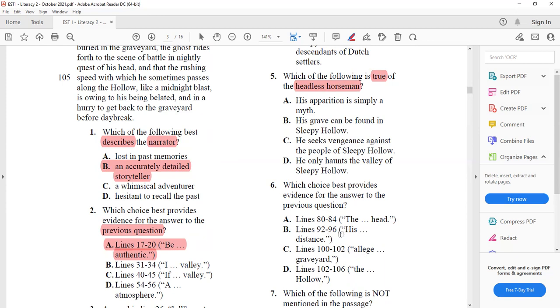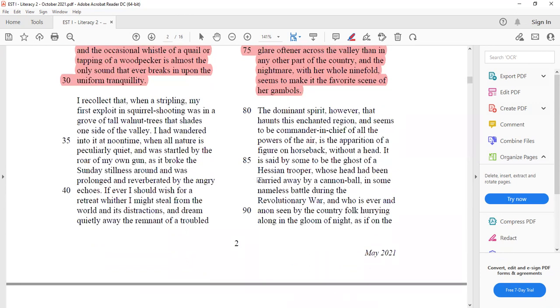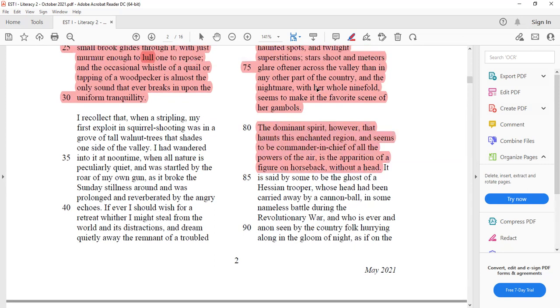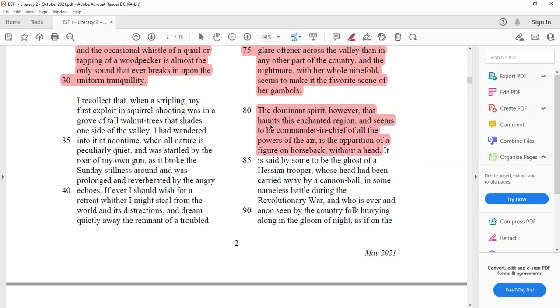Okay, let's go first from 80 to 84. So from 80 to 84, from there till head. Let's read it. The dominant spirit, however, this dominant spirit that he talked about here, that he said the nightmare. However, that haunts this enchanted region and seems to be commander-in-chief of all the powers of the air is the apparition of a figure on horseback without a head. Here he said a horseback without a head, and he wants one of the keywords, that it's the Headless Horseman. But is this true? We can't find that this is true. But he mentioned the Headless Horseman. So I'm gonna keep it.